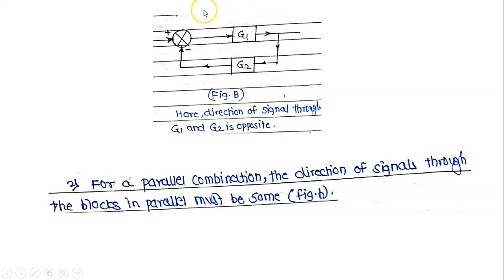Therefore, here it is observed that it looks like blocks G1 and G2 are in parallel, but it is not like that, because the directions of the signal coming from G1 are from left to right, and the directions of the signal coming from G2 are from right to left. Therefore, always remember, for a parallel combination, the direction of signals through the blocks in parallel must be the same. That is, the direction of signals from the blocks must be in the same direction. Then and only then those blocks are considered to be in parallel.